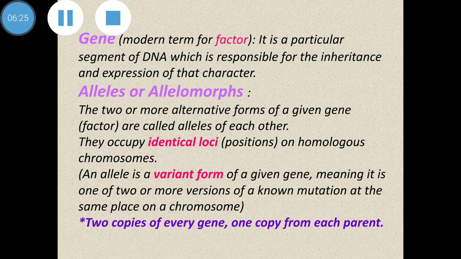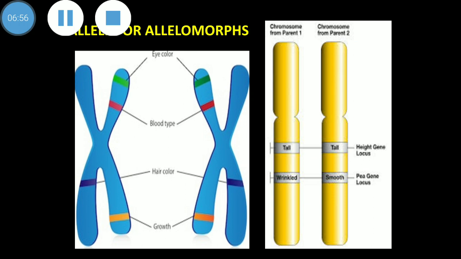Gene, it is a particular segment of DNA which is responsible for the inheritance and expression of that character. Alleles, the two or more alternative forms of a given gene or factor are called alleles of each other. They occupy identical loci on homologous chromosomes. 2 copies of every gene, 1 copy from each parent. You can see here alleles in the chromosomes. Alleles for eye color, blood type, hair color and growth.